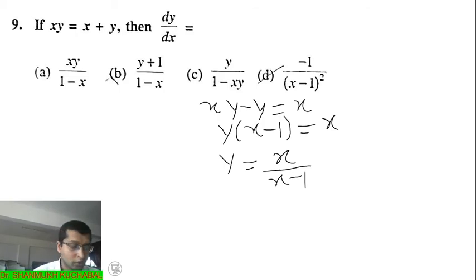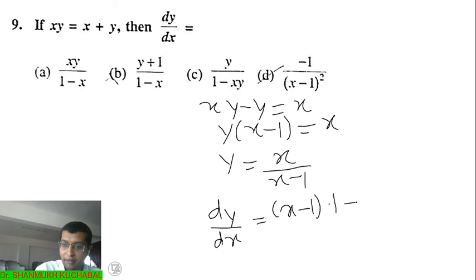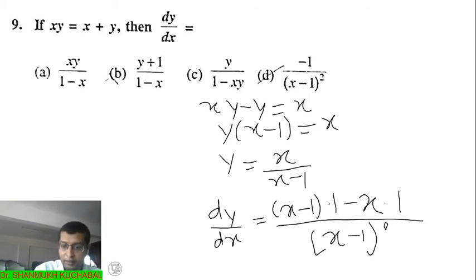So using the quotient rule, you have to differentiate. Y differentiation is dy by dx. Denominator as it is, numerator differentiation is 1, minus numerator as it is, denominator differentiation is 1, whole divided by denominator square. So in the numerator it is x minus 1 minus x, x cancels. So the numerator simplification is minus 1. Therefore option D is the right answer.